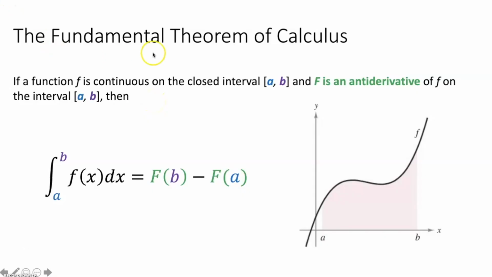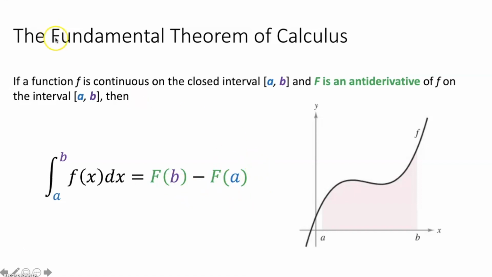First, let's quickly review the fundamental theorem of calculus. This says, if a function f is continuous on the closed interval from a to b, and capital F is an antiderivative of f, our function, on the closed interval from a to b, then the integral from a to b of our function f of x dx is equal to the antiderivative of our function f evaluated at x equals b minus the antiderivative of our function f evaluated at x equals a.